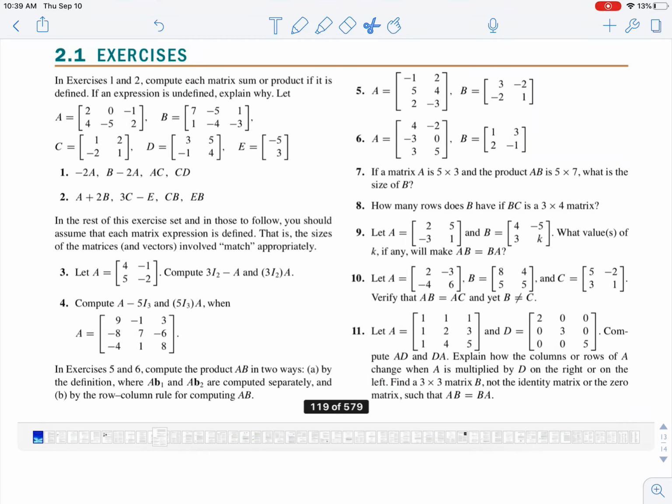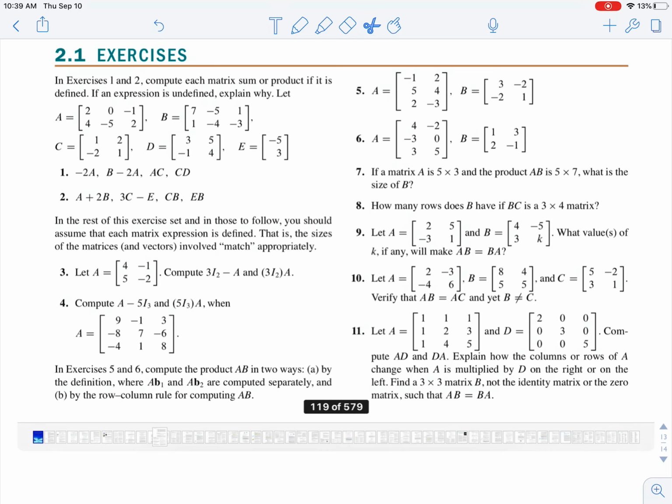So we're going to start chapter 2. And chapter 2 is all about algebra and dealing with matrices. We're going to do things like add matrices, subtract matrices, multiply matrices. We're even going to learn something like dividing by matrices. And to do that, we're just going to have to get practice doing these operations.